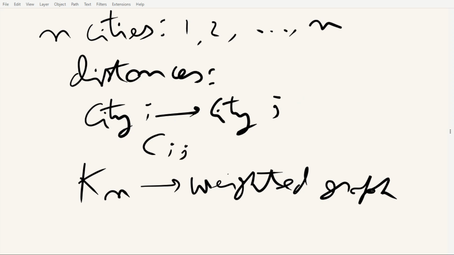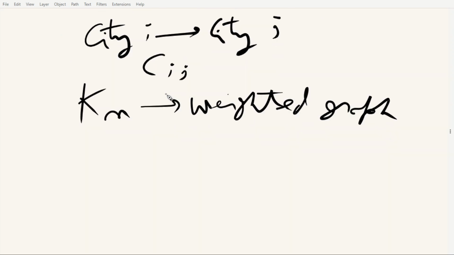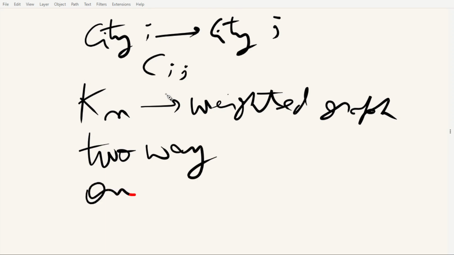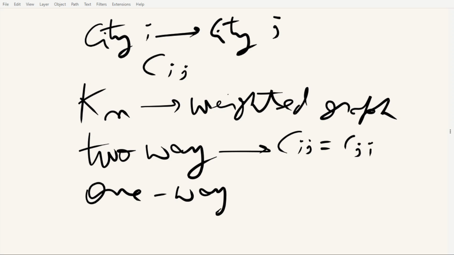Now we can have two possibilities for this graph. The distances can be two-way or one-way. Two-way means it is symmetrical: distance from i to j is the same as distance from j to i. One-way means this may not be true. Distance from city i to city j may not be the same as distance from city j to city i.